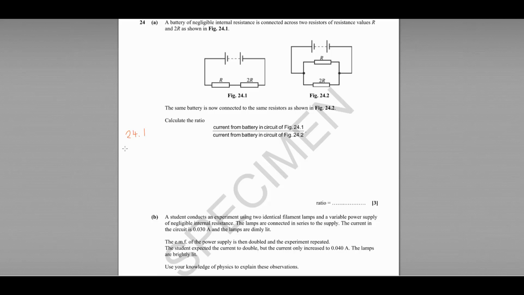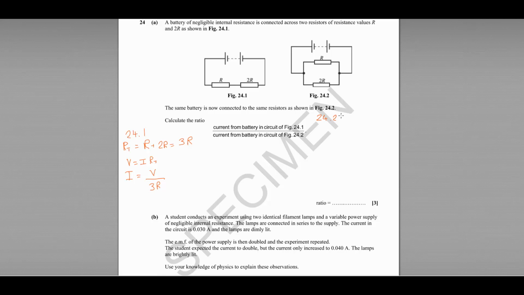We can work out the combined resistance here. R total is equal to R plus 2R, because these are resistors in series, so therefore the resistance is simply 3R. So the current using V equals IR, the total R, we can work out the current in the circuit is V divided by 3R. And let's not worry what V is for now, because that will be cancelled out later.